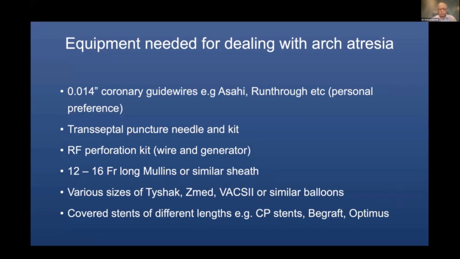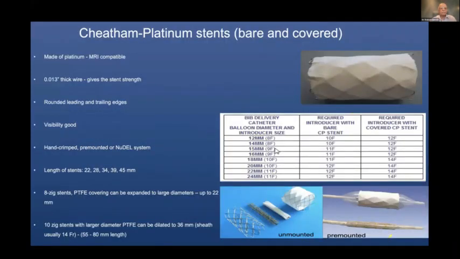Long Mullins sheath, or nowadays, if they're not available in some countries, then the equivalent or similar sheaths may be appropriate, 12 to 16 French. Various sizes of Tyshak, Z-Med, VAX2, or other similar balloons, and covered stents of different lengths, such as from the NuMED CP stents, B-graft that we've mentioned, and Optimus covered stents.